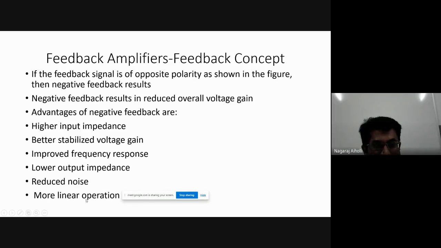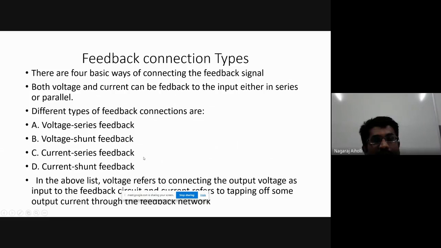Okay. Now, which are the different types of feedback connections? There are basically four ways of connecting the feedback signal. That is, the different types of feedback connections are voltage series feedback, voltage shunt feedback, current series feedback, and current shunt feedback. What is meant by voltage feedback and what is meant by current feedback?